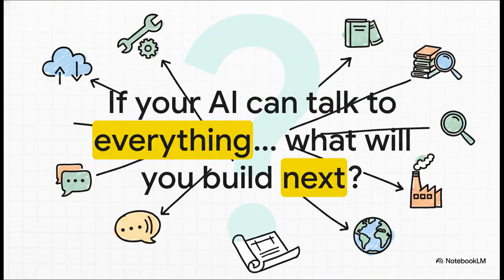And that really brings us to the final thought. The protocol is here. The connections are now simple. The possibilities are just wide open. So the only question left is the one for you. If your AI can finally talk to everything, what are you going to build next?